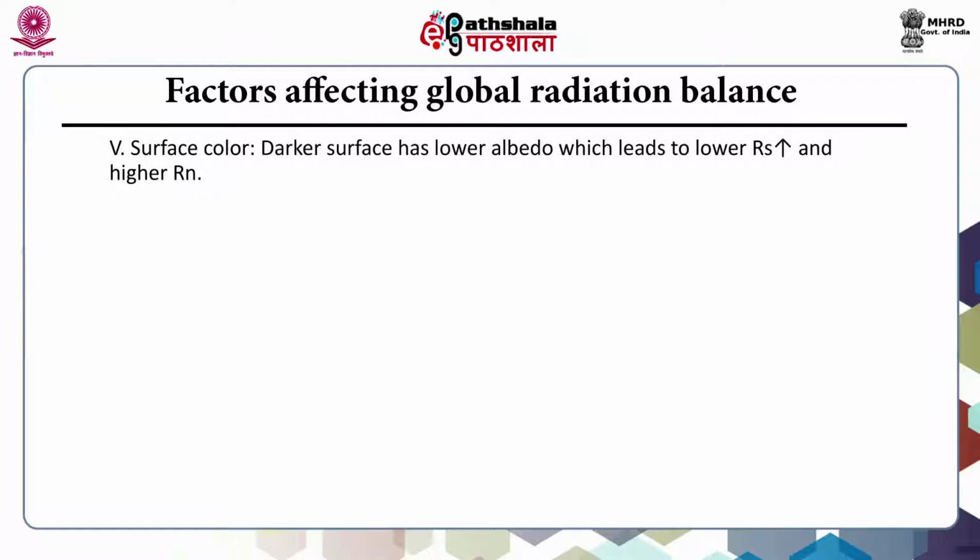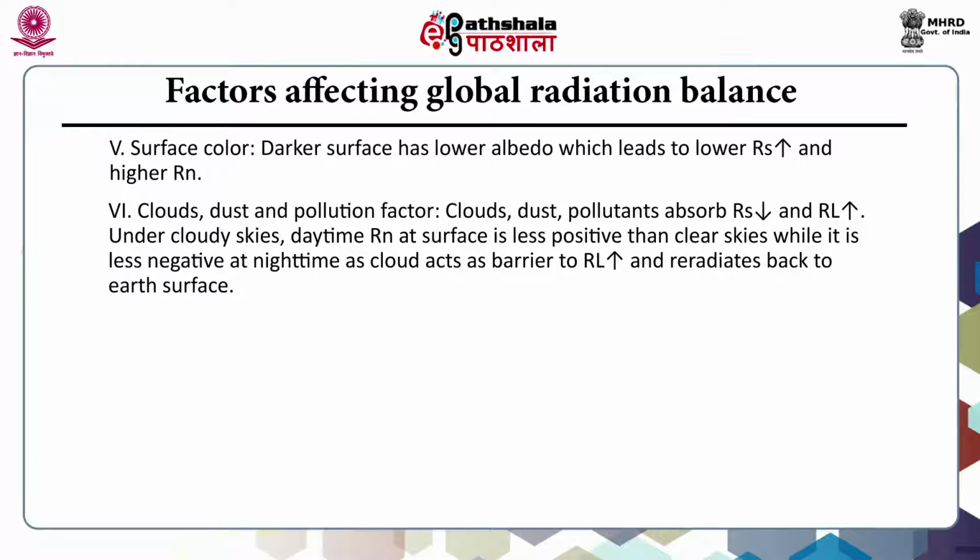And the fifth factor is surface color. Darker the surface has lower albedo, which leads to lower shortwave radiation reflected and higher net radiation. The sixth factor is the cloud, dust and the pollution factor. Clouds, dust and pollutants absorb the shortwave radiation and long-wave radiation and have direct radiative forcing, which varies between -0.2 to -1.1 watt per meter square. Under cloudy skies, daytime the net radiation at surface is less positive than clear skies, while it is less negative at night time, as clouds act as a barrier to the long wave radiation and it re-radiates back to Earth's surface.